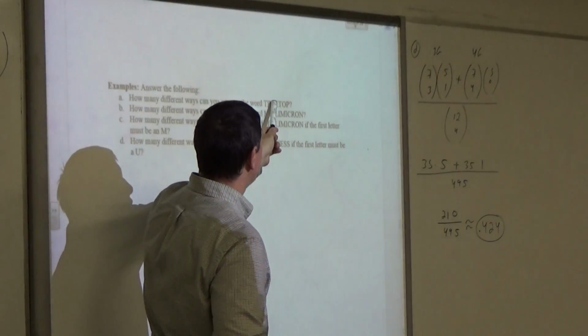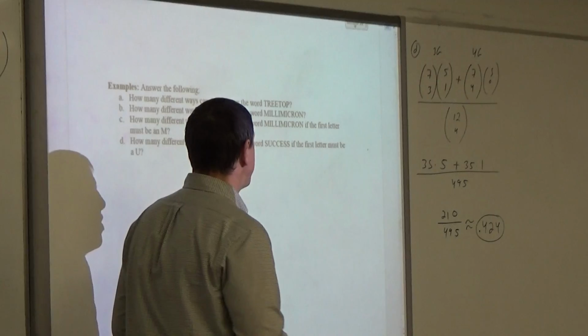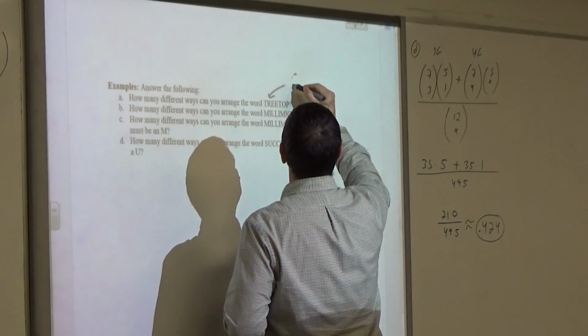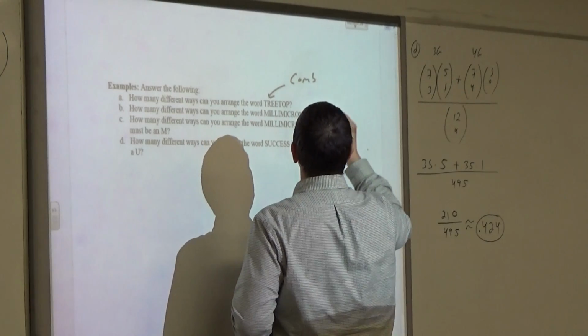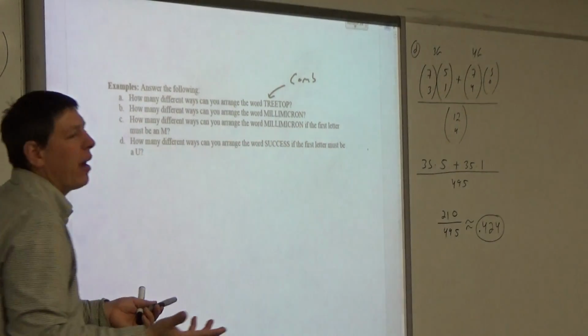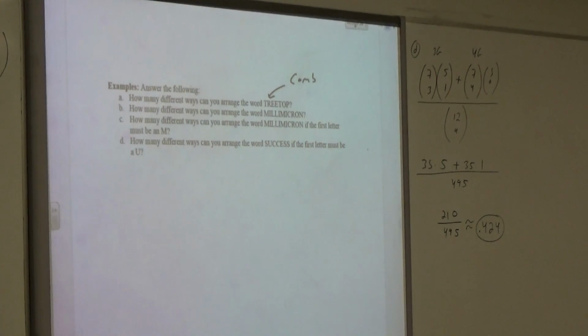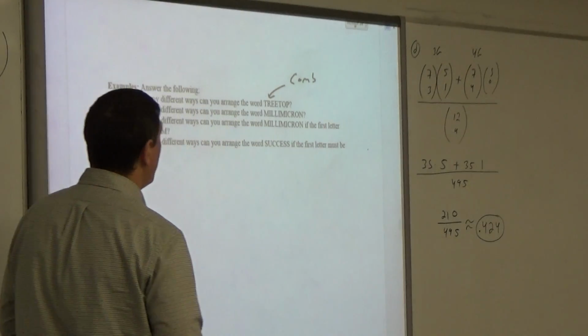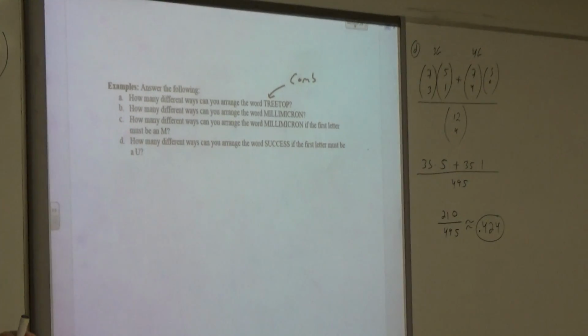So I want you to notice, guys, as soon as you see repetition, these are all going to use combinations, okay? Because whichever T you pick, it doesn't matter which T you pick, right? They're indistinguishable from one another. It doesn't matter which E you pick. They're indistinguishable from one another, okay? So I don't want you guys getting confused as to when to use a combination, when to use a permutation. Okay? So everybody understands that, guys? Any questions before we move on?